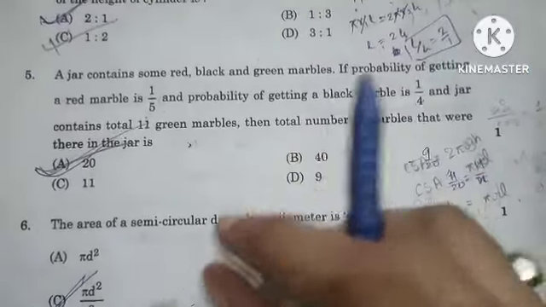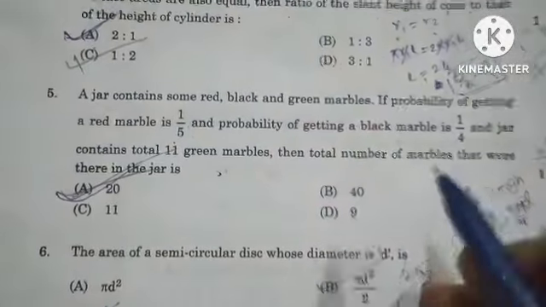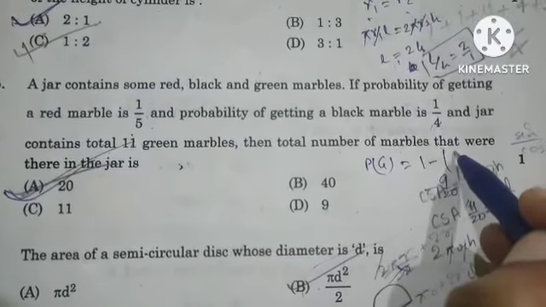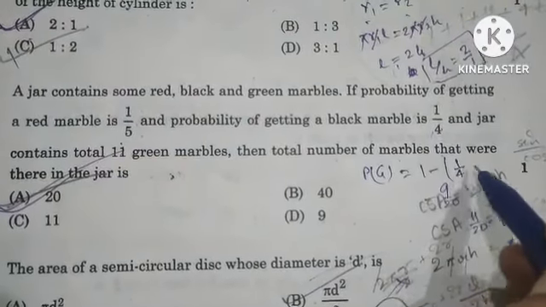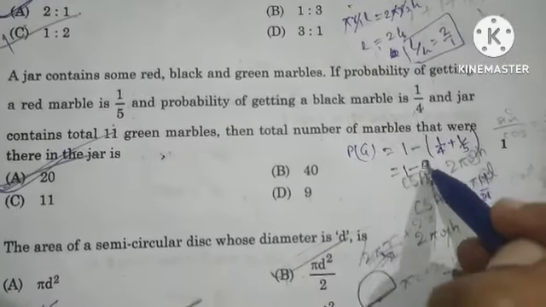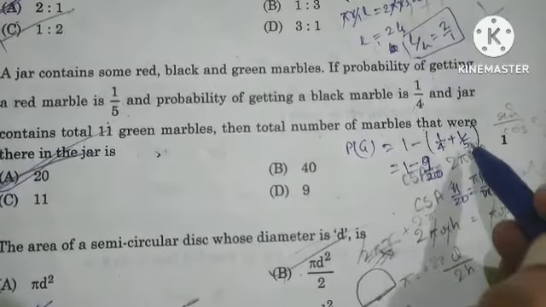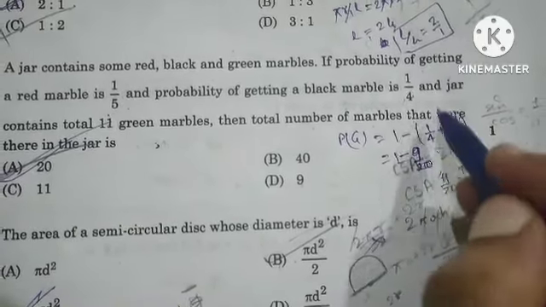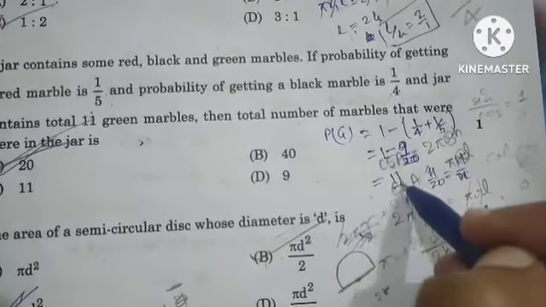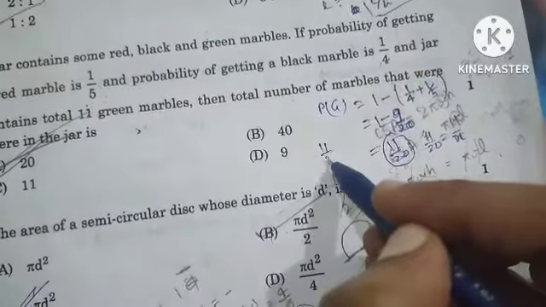We know that the sum of the probabilities of all elementary events is equal to 1. So now we can use this formula. The probability of green marble is equal to 1 minus the probability of black marble plus the probability of red marble. We have 1 minus 9/20, since 4 5s are 20 and 4 plus 5 is 9. So 20/20 minus 9/20 is equal to 11/20. So the probability of green marble is 11/20.